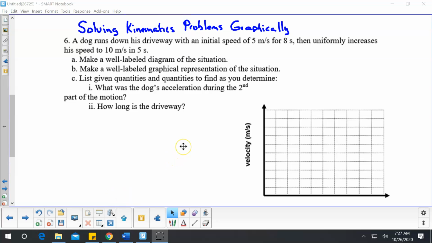So today we're going to go through solving kinematics problems graphically. I'm in your workbook, about page 126, looking at problem number 6. First, they tell you the information, and then they want a diagram of the situation, so we're saying a motion map.